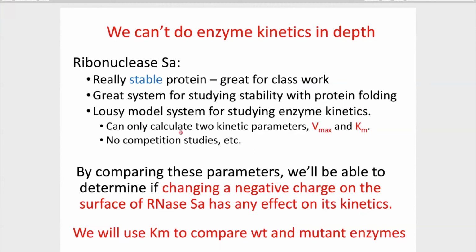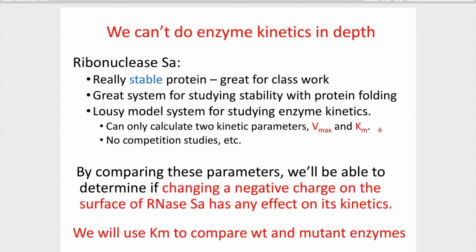We can only calculate 2 kinetic parameters, Vmax and Km. There's no competition studies, right? We can't say, oh, well, what happens when we bind the substrate and increase the temperature, right? How does that affect the curve? Right? Does it affect the reaction rate? And it's not really going to because RNase SA is so dang stable.